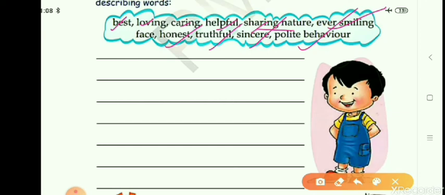My best friend is, write the name, then you write he or she is loving and caring. He or she is helpful. He or she has sharing nature. He or she has ever smiling face. He or she is very honest. He or she is very truthful. He or she is very sincere, or he or she has polite behavior. So this you have to frame yourself and you have to write a few sentences. Now moving on to the next.